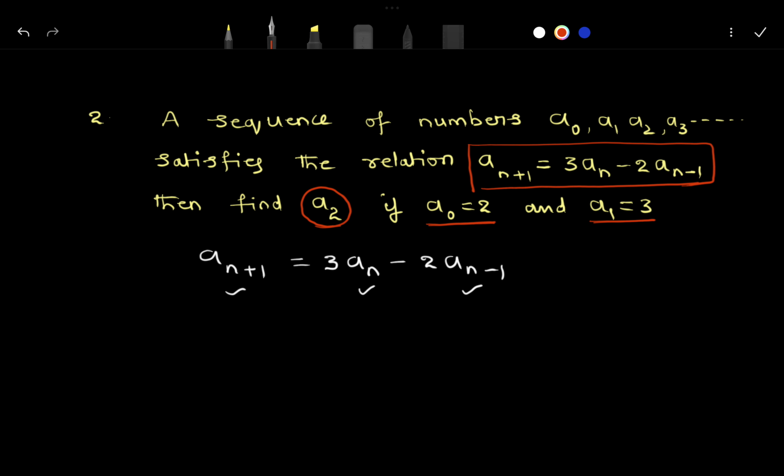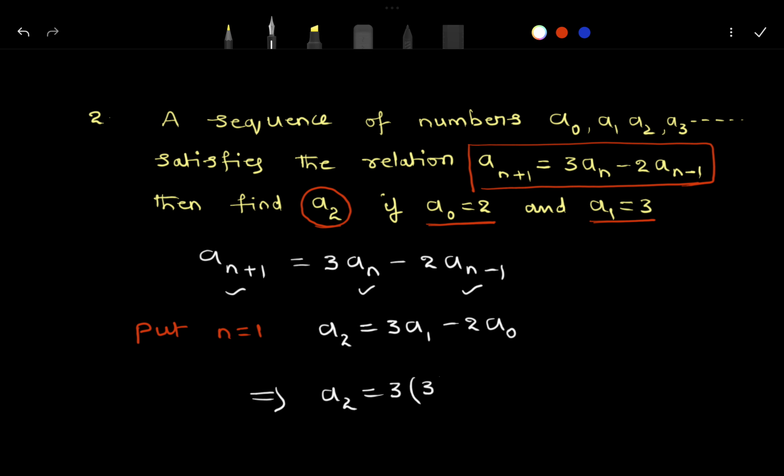So similar to the above question, put n is equal to 1 in this relation. Then what will we get? This will be a2 is equal to 3 into a1 minus 2 into a(1-1), that means a0. So what is the given information? a1 is given and a0 is given. Substitute in this value: a2 is equal to 3 into the a1 value, that is 3, minus 2 into the a0 value, that is 2.